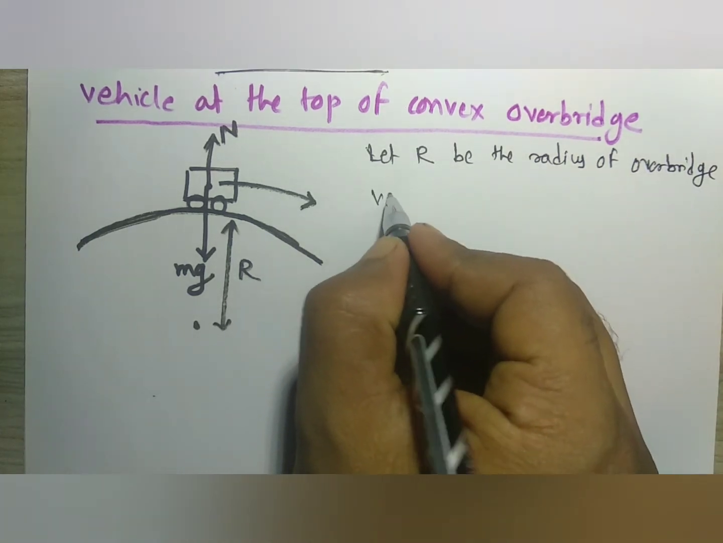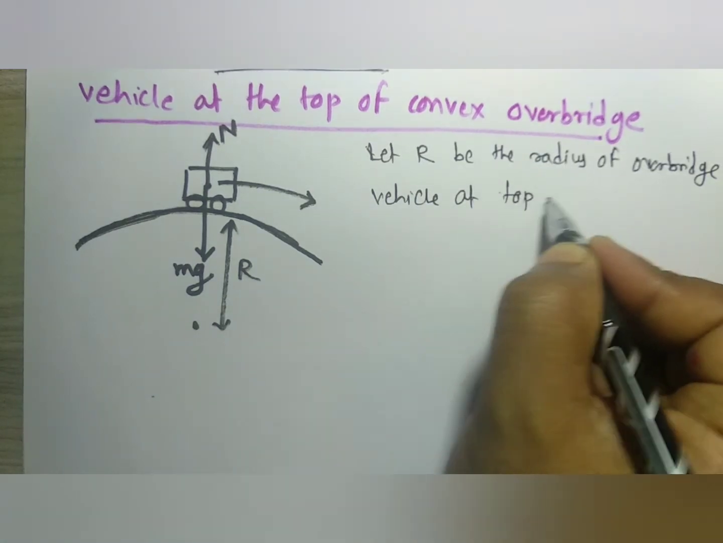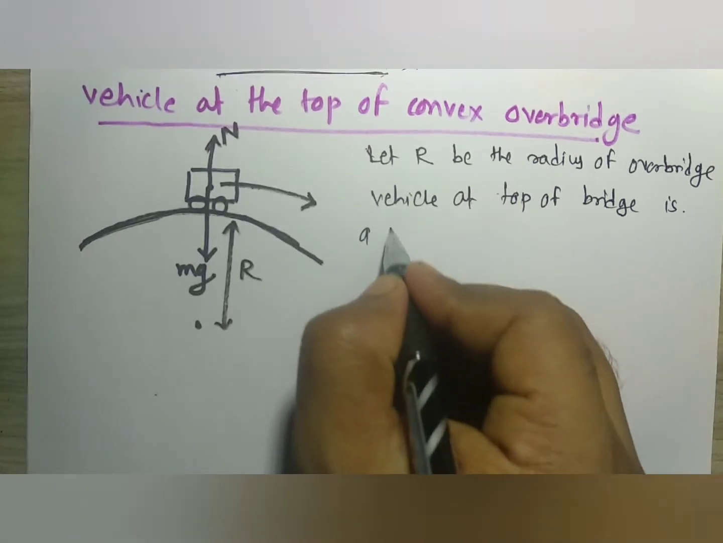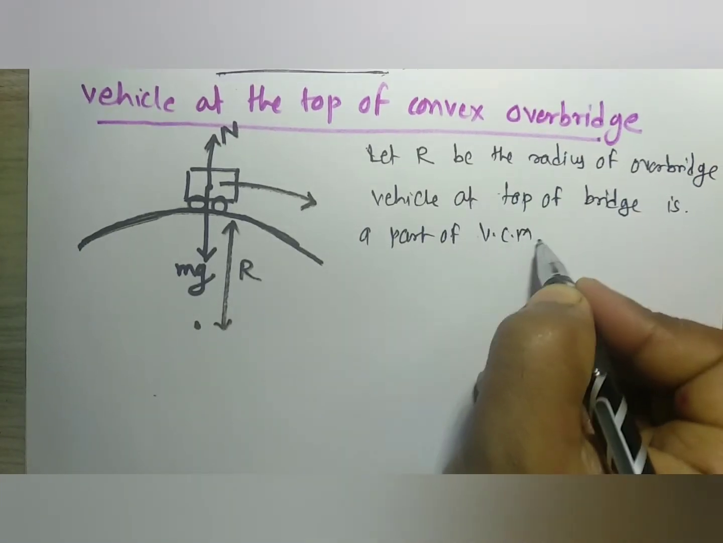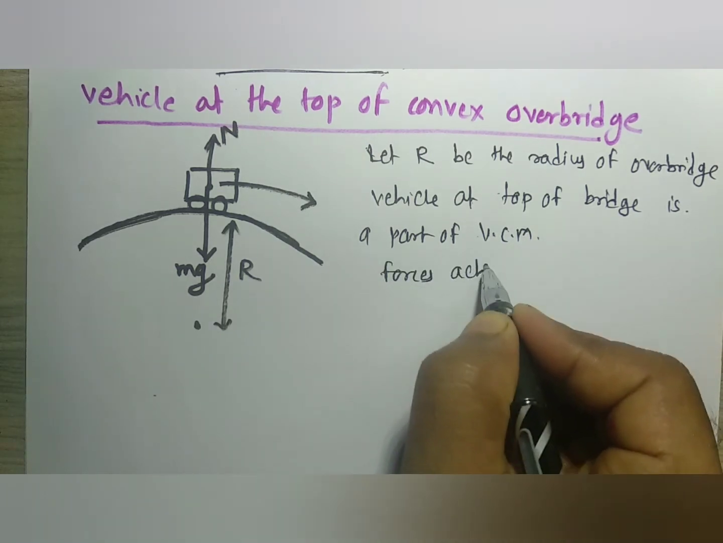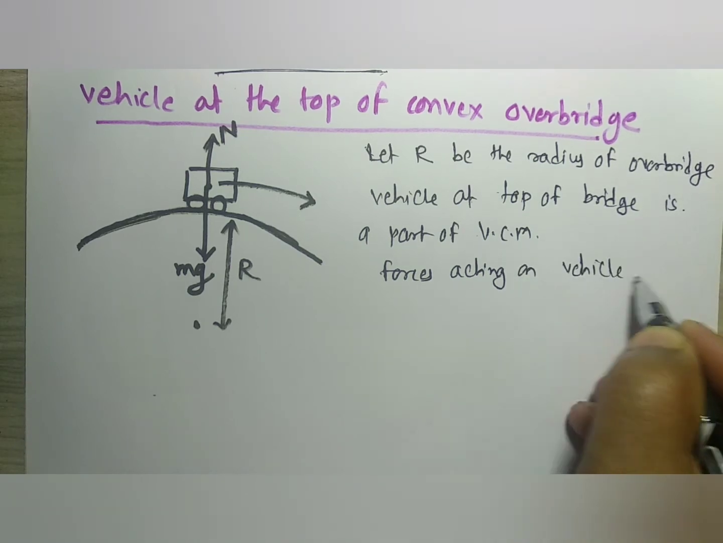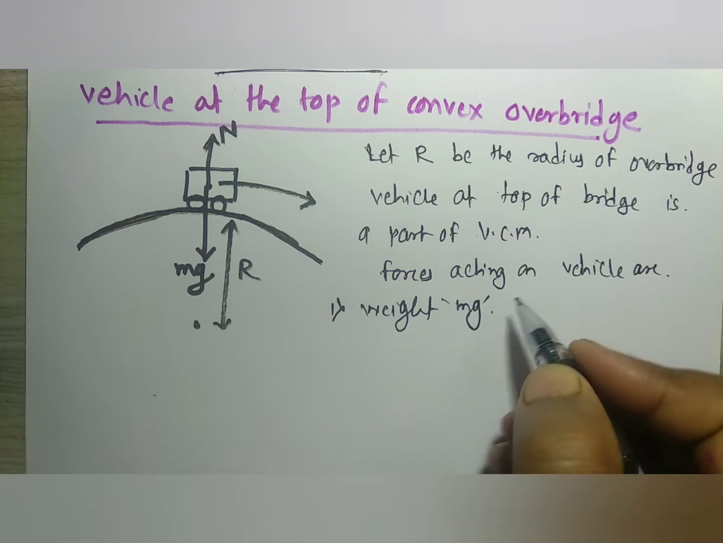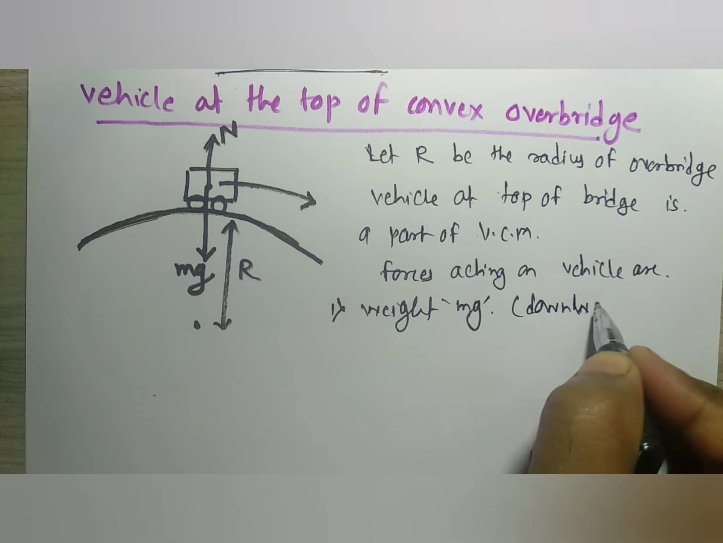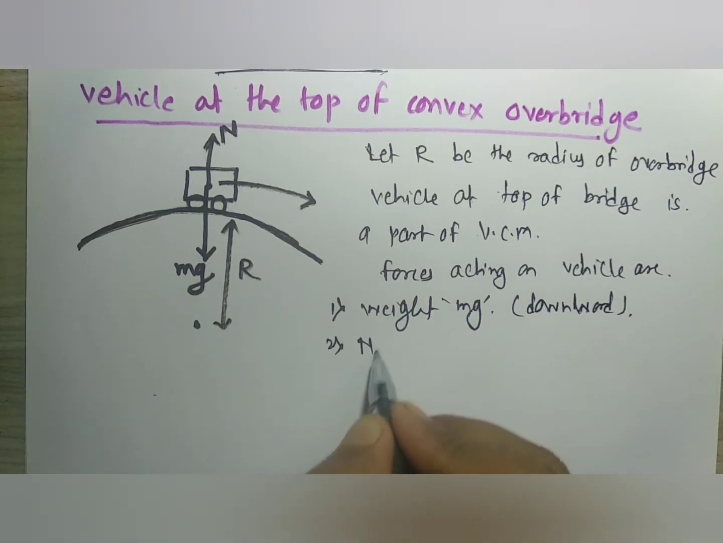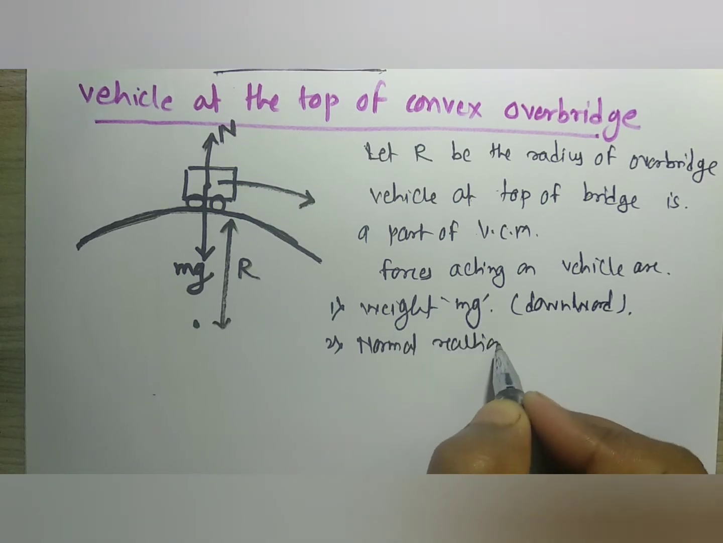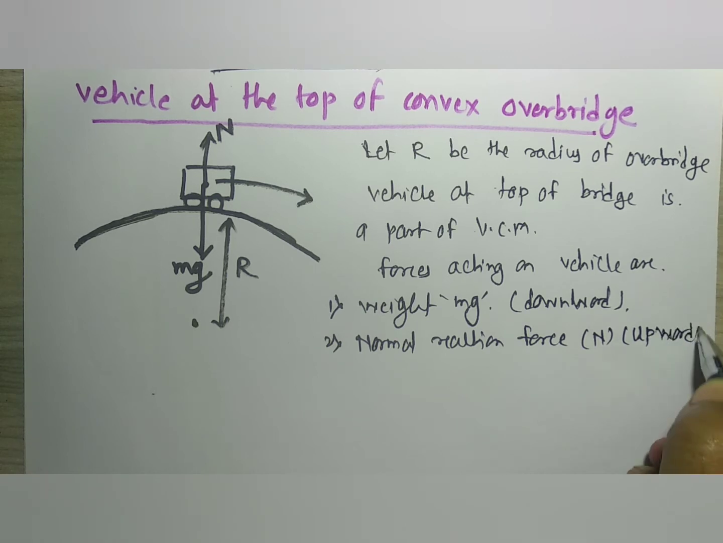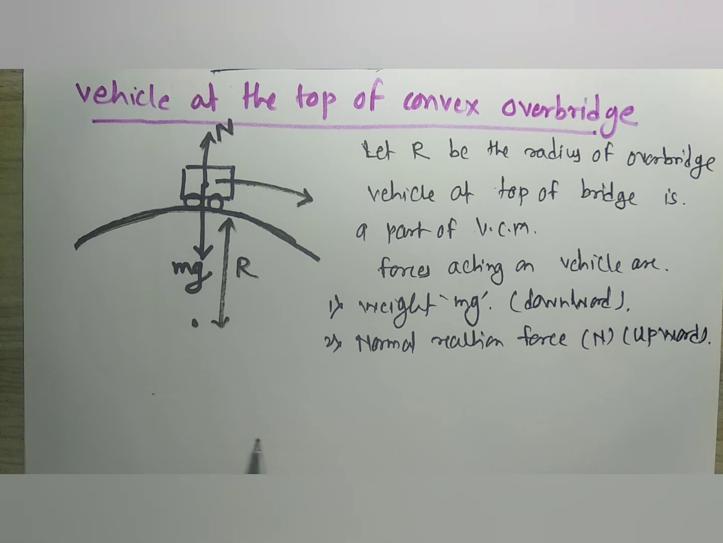and when a vehicle is at the top of the bridge, it is a part of vertical circular motion, and the forces acting on the vehicle are given as: first, weight mg in the downward direction, and second, normal reaction force, that is N, in the upward direction, and the resultant of those two forces must provide the centripetal force.